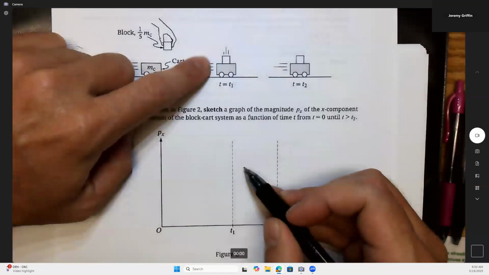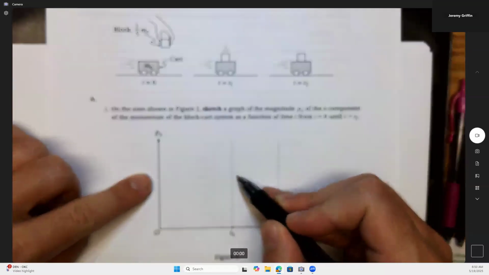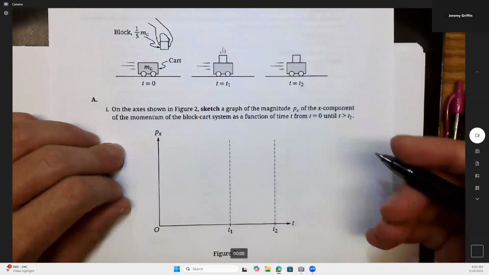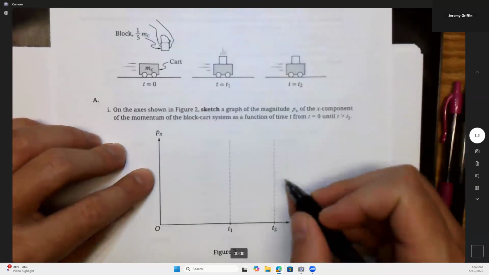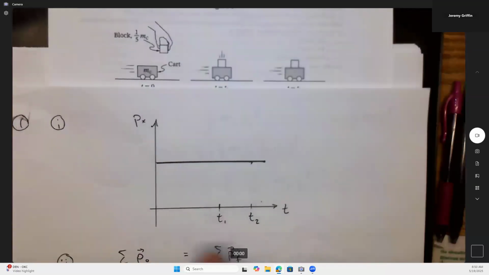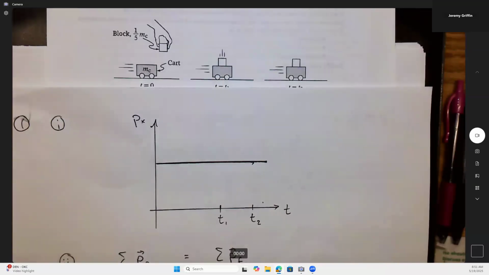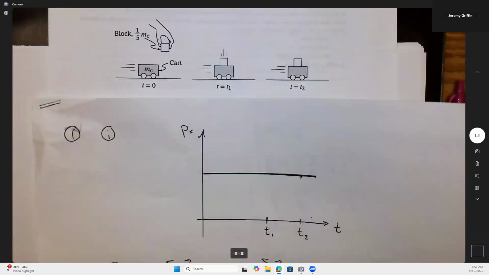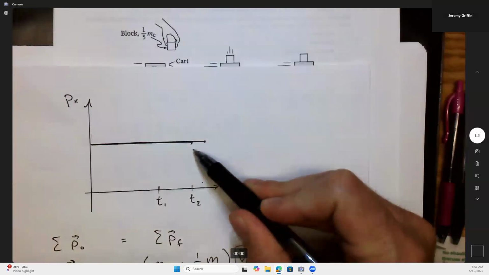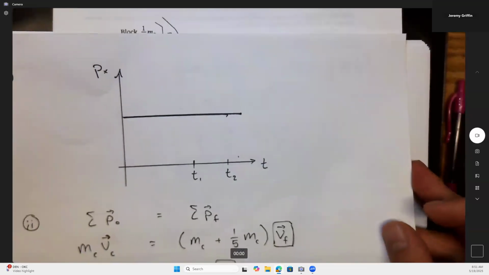Now, what about when this block has landed and stuck to the cart? Is it the same momentum in the x direction? What about when they're still moving on? Is it still the same momentum? That's what conservation of momentum is. So what does that graph look like? It's a flat line, just a flat line straight across. Now, I don't have the scoring rubric, so I don't know exactly how this is scored. But one of the details I would do is make sure that this line extends past t2, because that's exactly what they say there. It just keeps going, right?